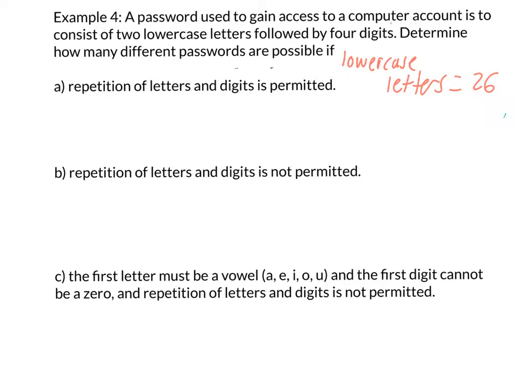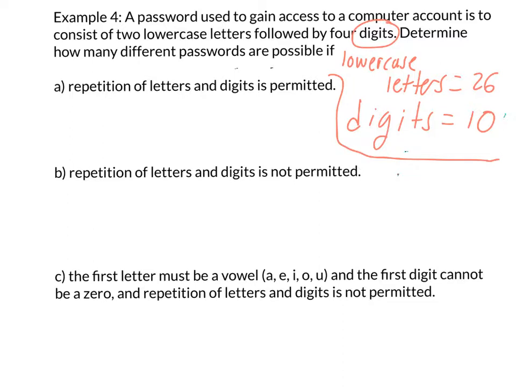Now, digits, they might say digits, they might say numbers. Keep in mind digits means 0 through 9. So you want to include 0 in your count. So that means there are always 10 total options if you can use any digit. So 0 plus 1 through 9 are 10 total numbers, or 10 total digits to choose from. So we're going to keep that in mind. I'm going to draw a little divider here as we look at A, B, and C.